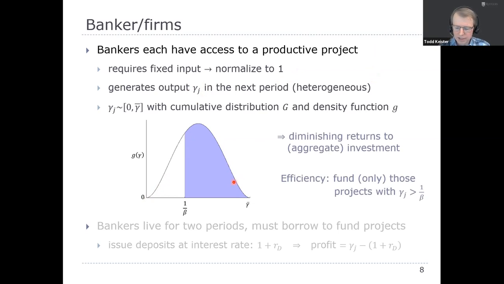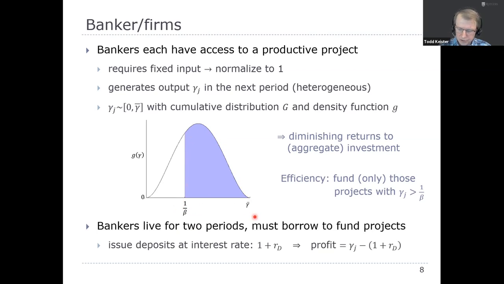Okay, so the key point really is just, this setup generates diminishing returns to aggregate investment. As there's more investment in the economy, the return generated by the marginal banker is going to be a less productive banker. And also, given the usual quasi-linearity of preferences, it's going to be obvious which projects should be funded and which should not be funded in the first best allocation. The hurdle rate of return, or the hurdle productivity, should be 1 over beta, where beta is everyone's discount factor.